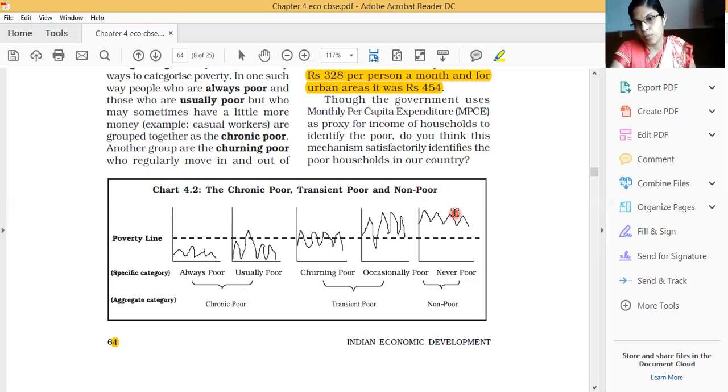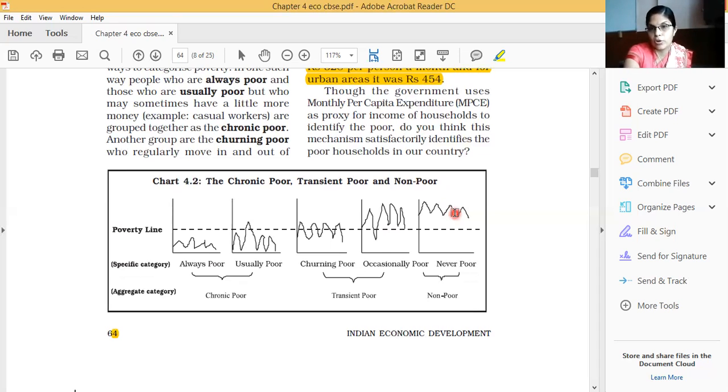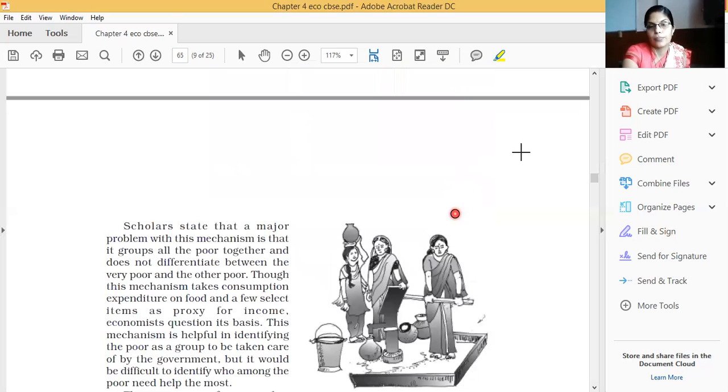So that is non-poor. First is the chronic poor, which has two types: always poor and usually poor. Next is the transient poor, which is also of two types: churning poor and occasionally poor. Next is the non-poor, again two types: occasionally poor and never poor. You should also draw this type of chart in your notebook and complete your notebook.